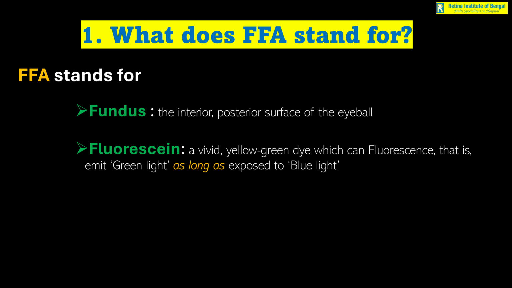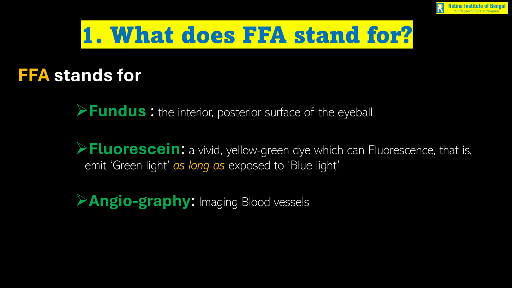So the first F was for fundus, the second F was for fluorescein. The third letter A stands for angiography, which basically is of two words: angio, that is blood vessels, and graphy means photography or documenting the blood vessels. So basically this is a technique to image blood vessels, just like you have carotid angiography, coronary angiography.